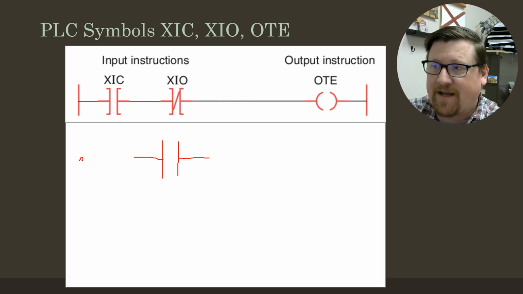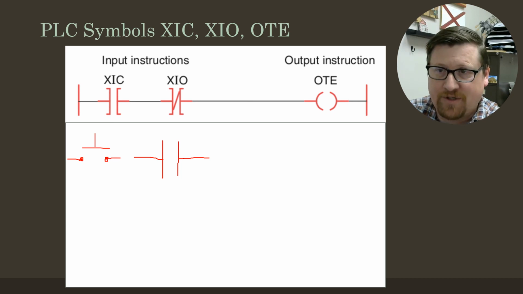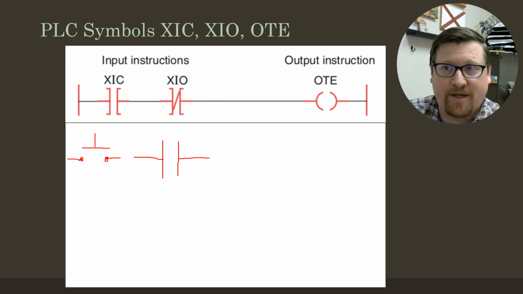So if I have a normally open switch, a normally open push button, like from our motor control, and that is attached to the PLC and then brought into the program, right? Then if it's a normally open push button, it works just like a normally open contact, right? If the contact closes, it passes power through. And so if the switch closes, then it passes power through.